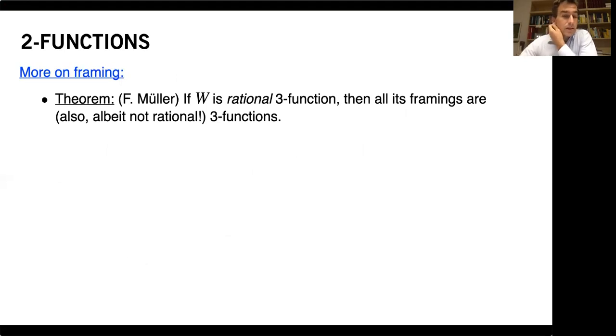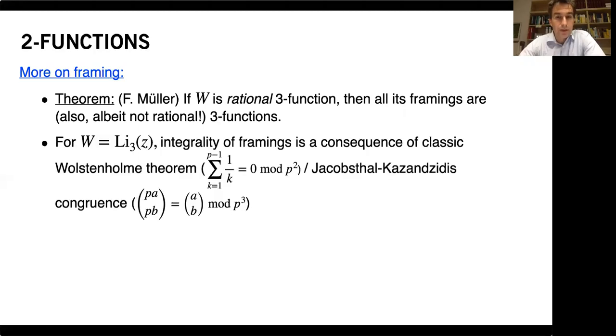So that's actually also a theorem by Felipe. So I just said that it doesn't work for s greater than 2, except when s is 3 and w is rational. Okay, so that's this concept of a rational 3 function. Then all the framings are actually also 3 functions. The framings are not necessarily rational. In fact, usually they won't, but there's still 3 functions. So 2 and 3 are kind of special when it comes to this framing, which gives you one reason for being interested in this.